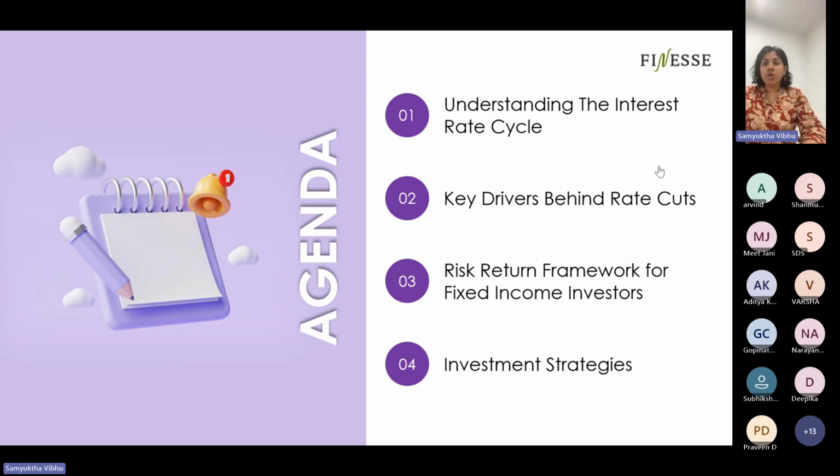Right. So we're also going to look at what are some drivers behind rate cuts, what would encourage the RBI to cut interest rates, and what may keep them back from cutting interest rates in this environment. Then we're going to look at the risk return framework, right? So how do we look at fixed income as an asset class? What is the relationship between risk and return as far as fixed income is concerned? And finally, we're going to look at a few investment strategies for this market.